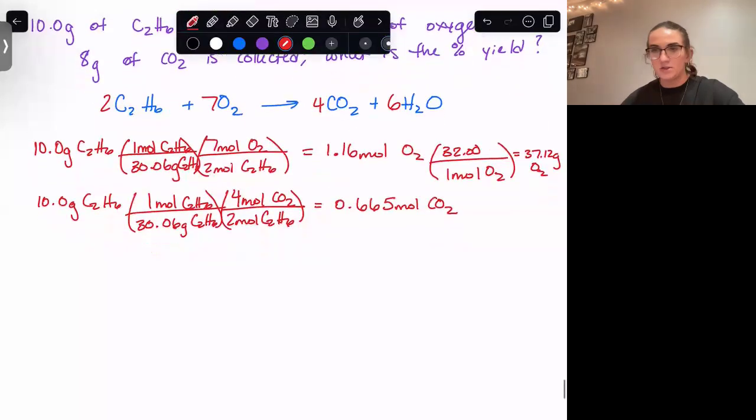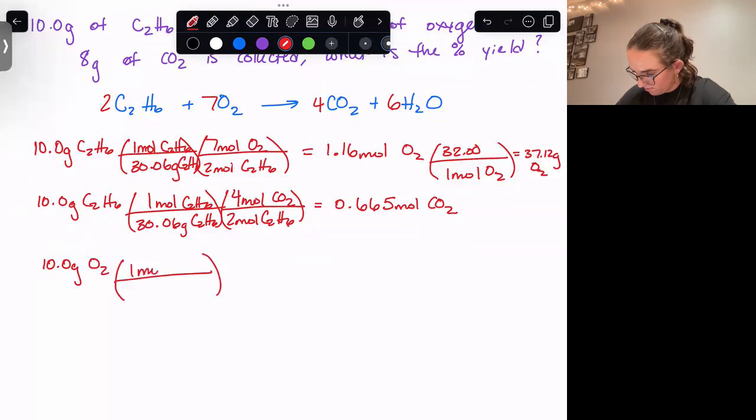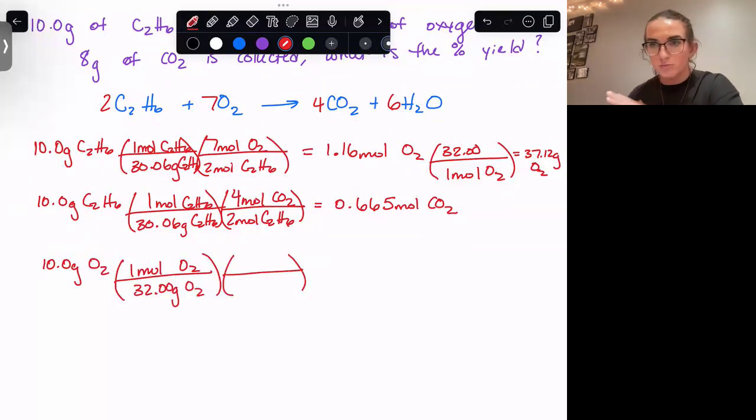We then need to do that for our oxygen as well. I'm going to compare this to the product. I'm doing this to see which one is the limiting reagent. I won't further explain yet.